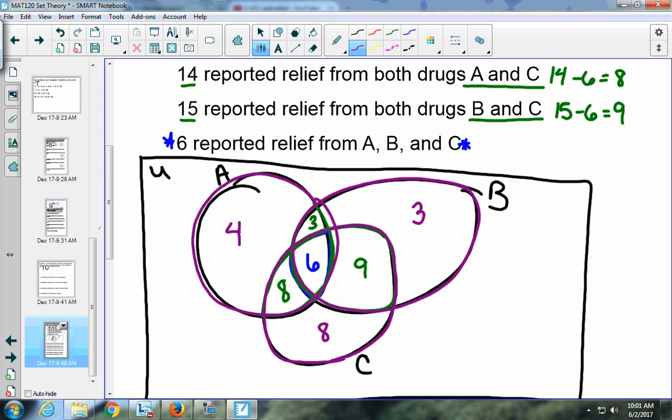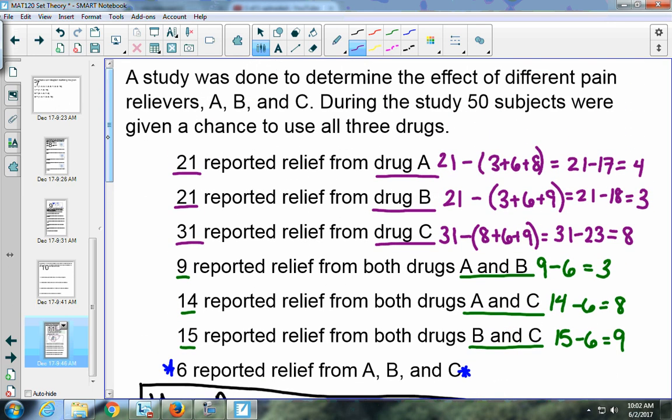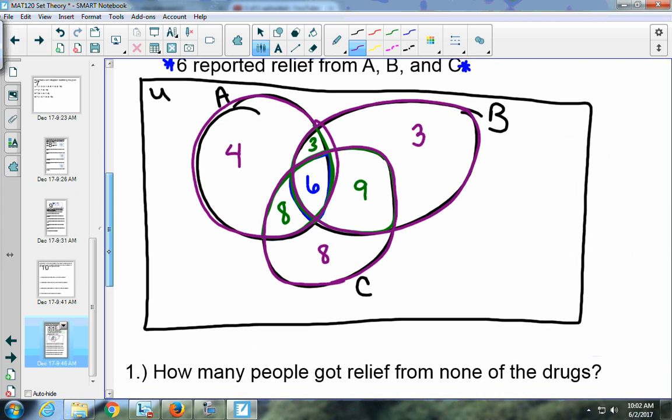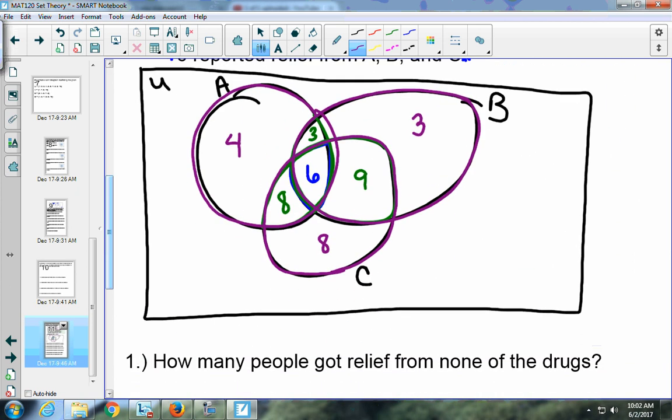Now they told us in that original problem that there were 50 subjects, or 50 people. So we can always check by adding all of these numbers up. It should either equal 50 or be less than 50. So if we add all those numbers up, I'm going to go straight across. So 4 plus 3 plus 3 plus 8 plus 6 plus 9 plus 8, that only gives us 41 people.